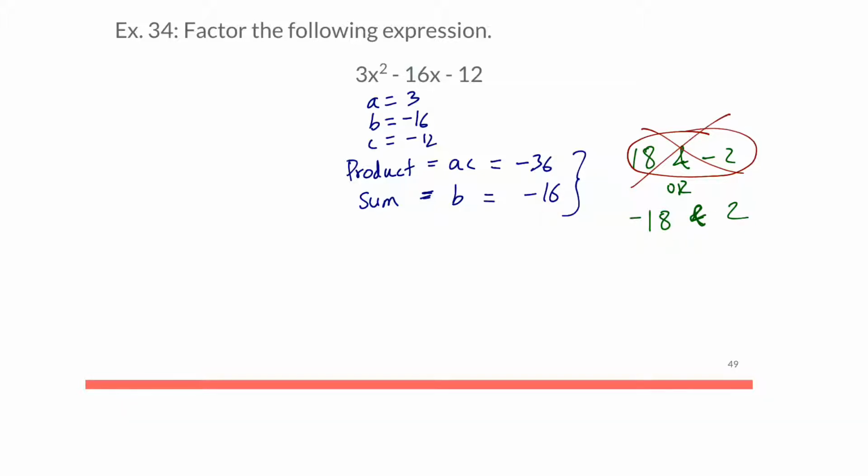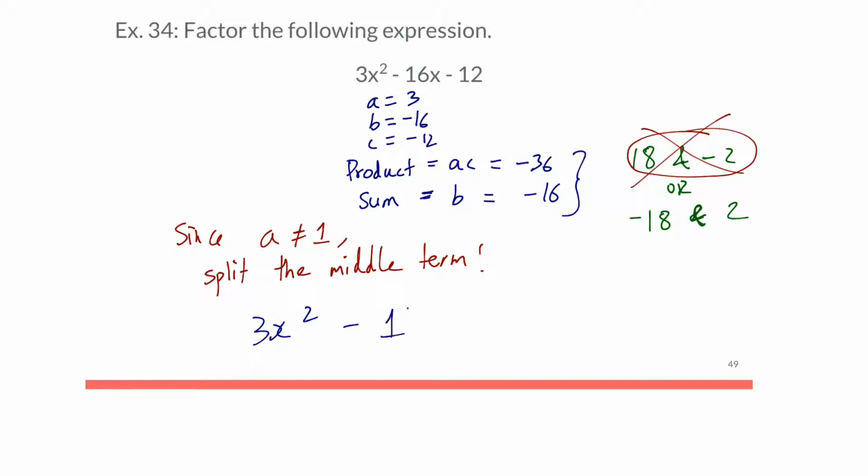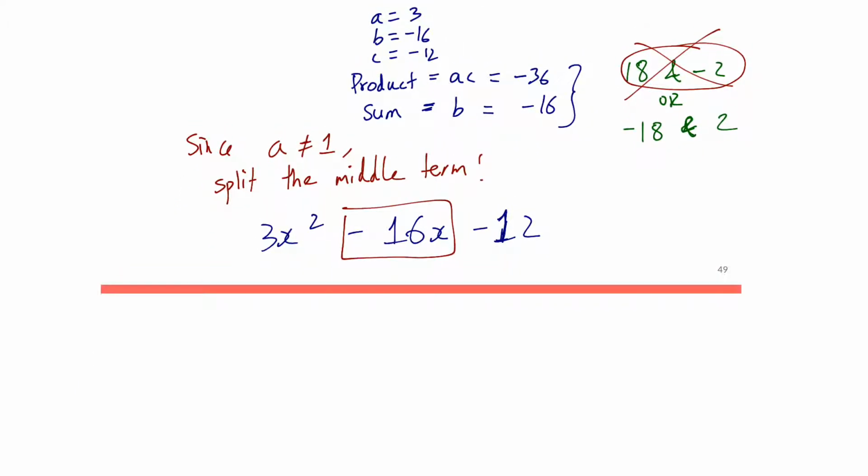So, once again, since a is not equal to 1, we have to split the middle term. If I were to rewrite the original question, 3x squared minus 16x minus 12. The middle term is the negative 16x. And for anyone who wasn't sure what to do after finding the numbers, you would use those two numbers that you found to rewrite this into two terms.